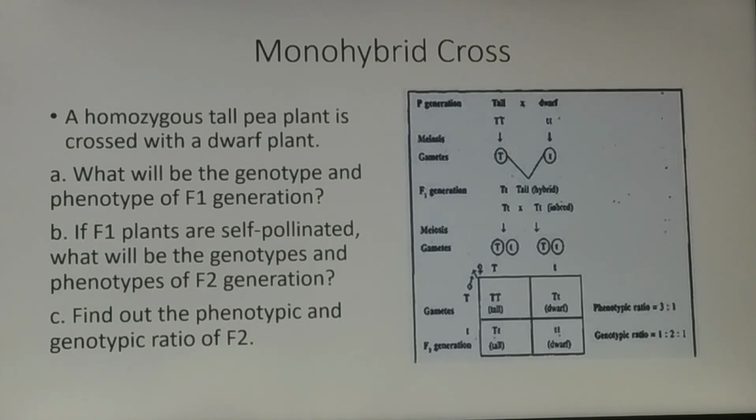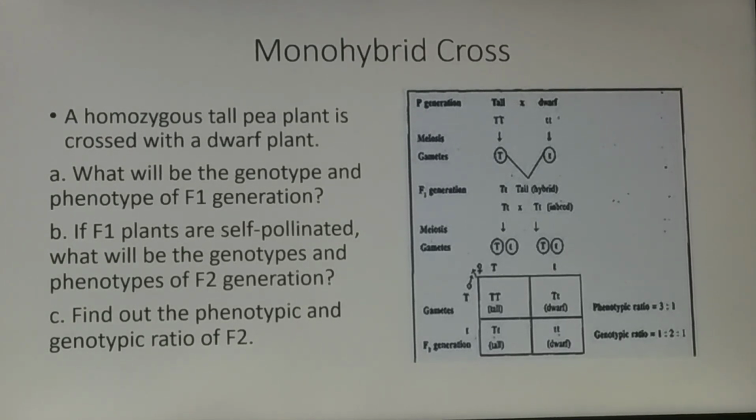Now coming to the C part of the problem, find out the phenotypic and genotypic ratio of F2 generation. So count, what is the genotypic ratio? You can say 1 capital T capital T is to 2 capital T small t is to 1 small t small t. That is the genotypic ratio of the F2 generation, 1 is to 2 is to 1. And what is the phenotypic ratio of F2 generation? 3 tall plants you can count.